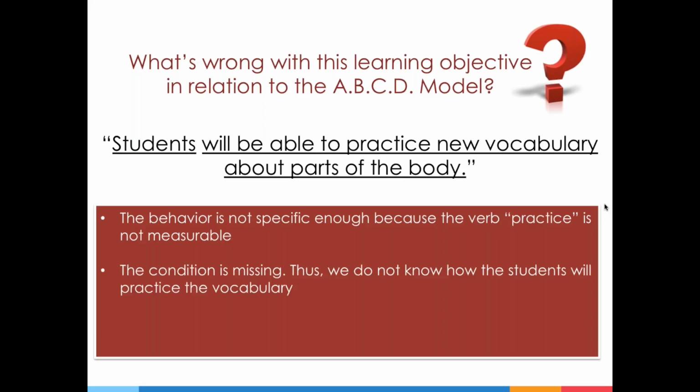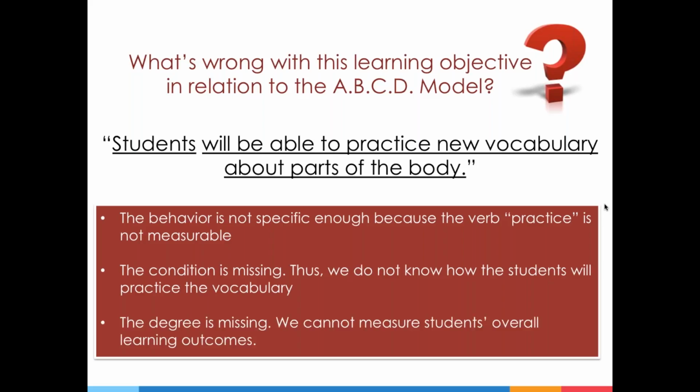The condition is missing, meaning we do not know how the students will practice this. So you can see how practice and condition go hand in hand. Again, we really don't know how to achieve this goal. And the degree is missing. We don't know how we would measure this. So how can we know if students are learning? How can we manage our expectations for our students and their learning outcomes?